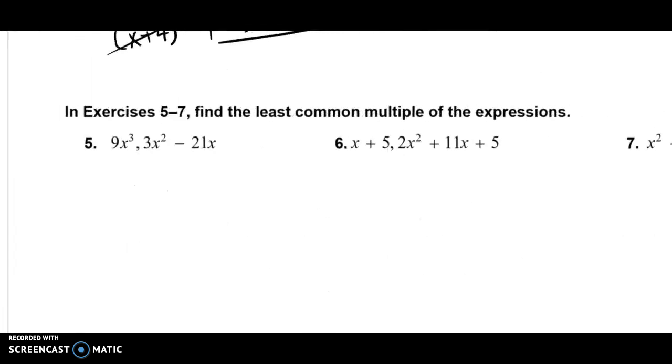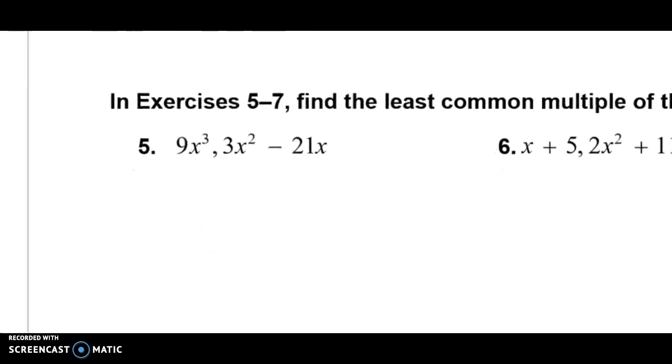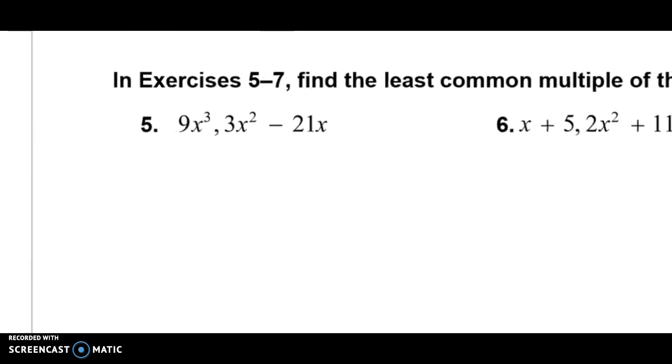Number 5 says find the least common multiple of the expressions, so we need to figure out what is the least common multiple of both of these. So let's try and factor things to see if we get something in common. So I'm going to try and factor this one first. So if I take out a 3x, I'd be left with x minus 7. Okay, since I took out a 3x from this expression, I'm going to try and take out a 3x from here. So if I take out a 3x, I'd be left with x squared.